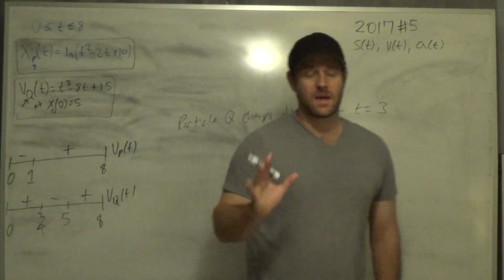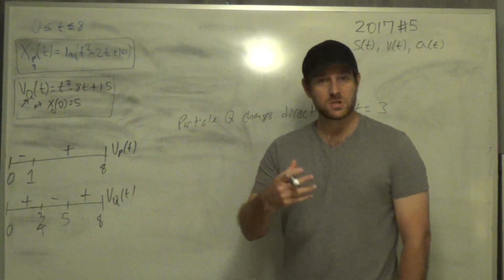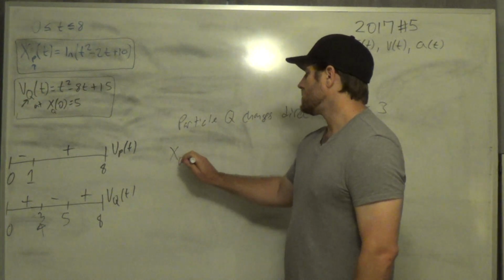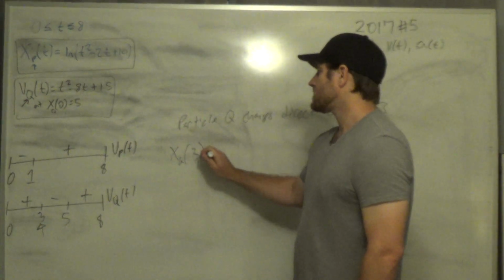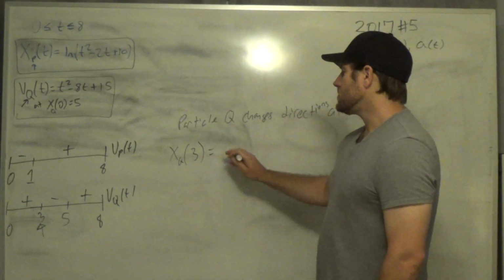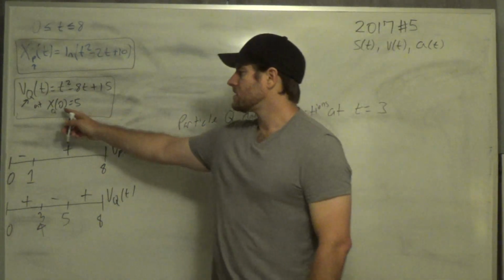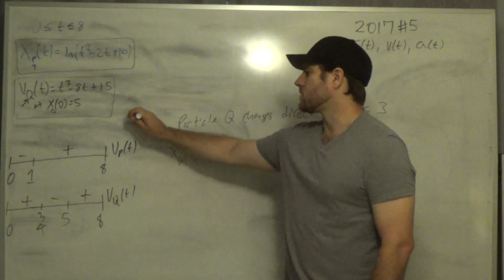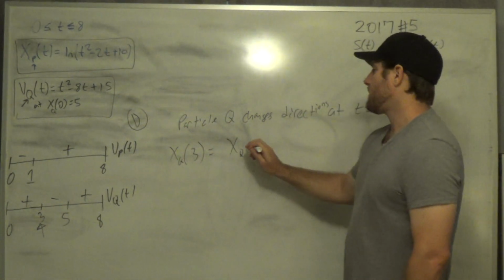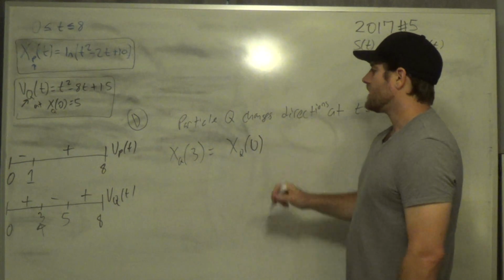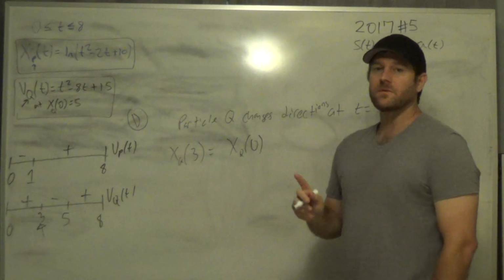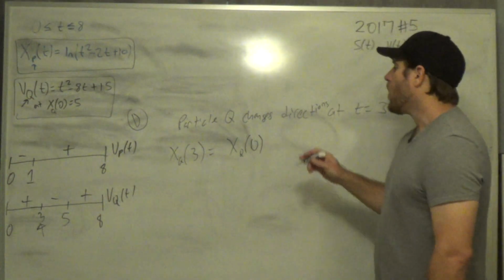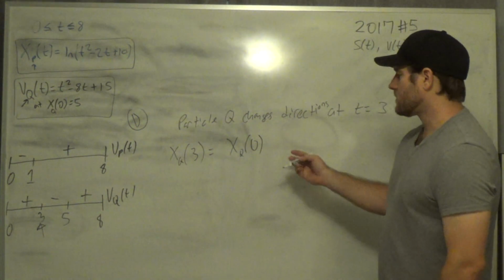So now that we know at time equals 3 it changes directions, they want the position of particle Q at time 3. And good news, they gave us some initial information. They told us the position of the particle at time 0. Now, you've got to remember the area underneath velocity gives the net change in position. So we're going to do some integration here.